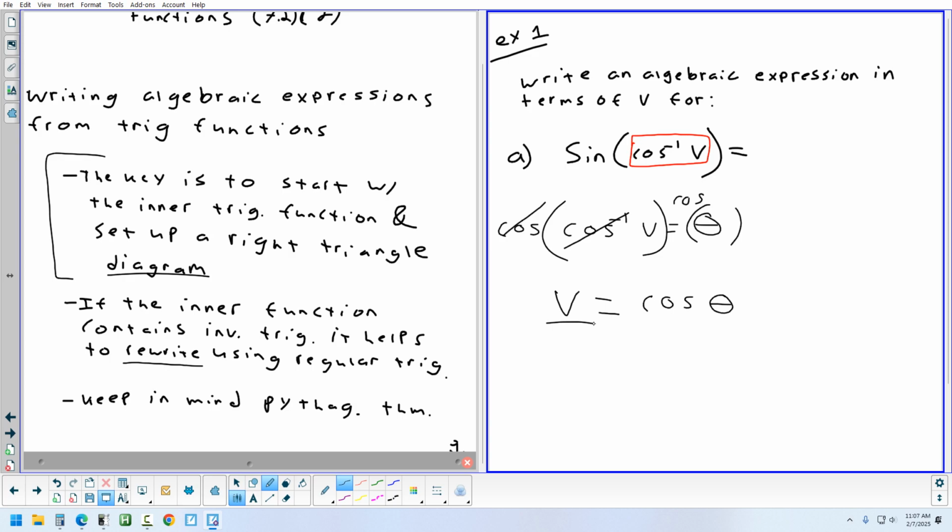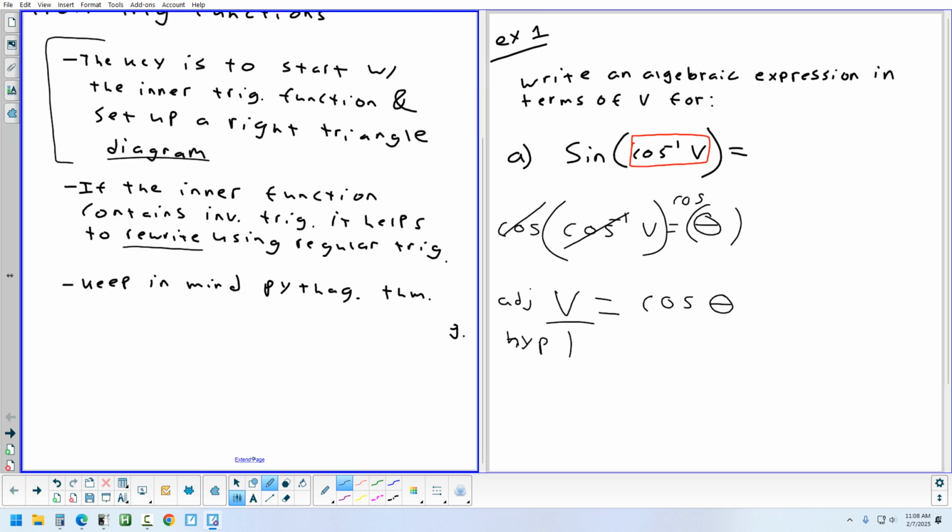What can I put in the bottom? 1. Okay. So I have an equation that says the cosine of theta equals v over 1. What's the definition of cosine? Adjacent over hypotenuse. So that equation is really telling me two sides to label in a triangle. It's telling me the adjacent side is a v, and it's telling me the hypotenuse is a 1.